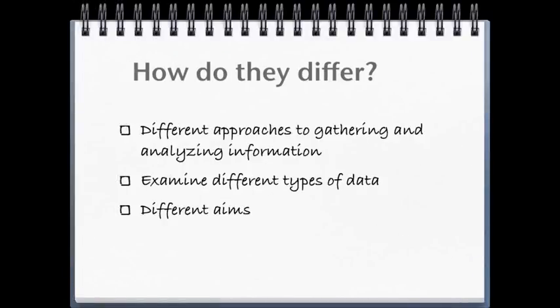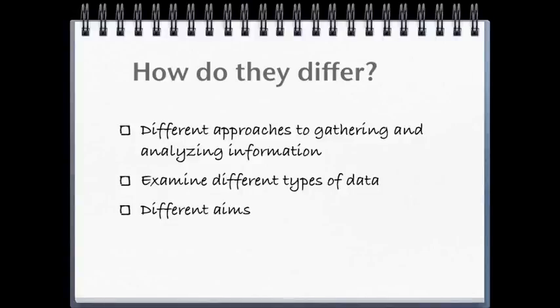Now, they differ in some things. They have different approaches to gathering and analyzing information. They examine different types of data, and they have different aims. When we talk about the approaches and the types of data, quantitative looks at numbers, qualitative may look at words or pictures or interviews. They have different approaches. In quantitative, data are numerical and they're handled in that manner. In qualitative, the researcher may conduct field interviews.